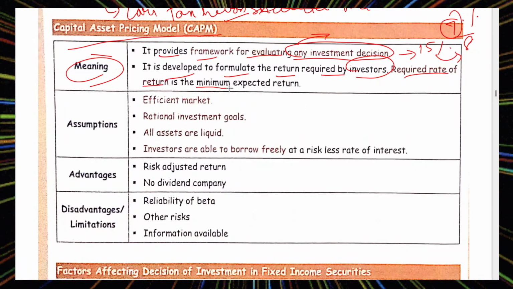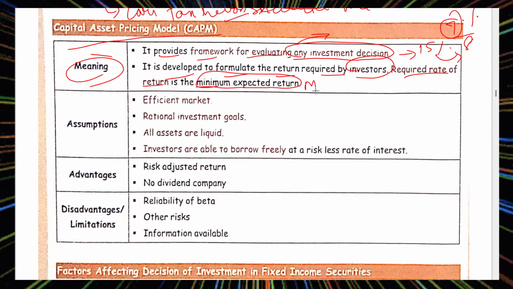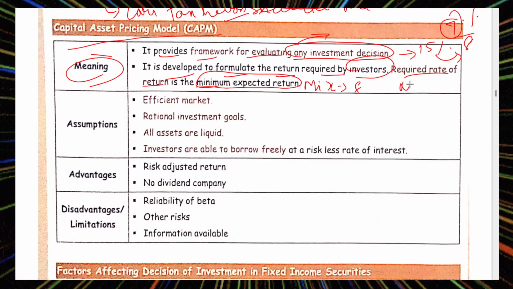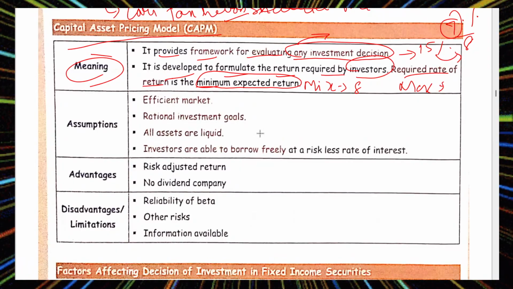Required rate of return is the minimum expected return. What is the minimum I can get? 8% I can get. So what is the maximum I can get? And how much risk are you willing to offer?